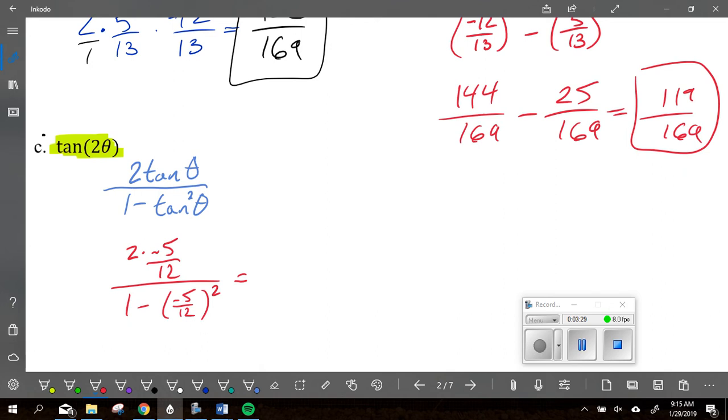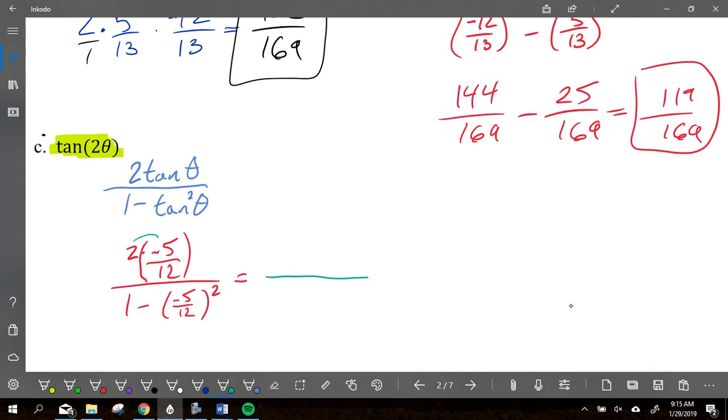On the bottom, this one gets a little bit more fun. 2 tangent of theta over 1 minus tangent squared. I've plugged in some information already. Then it's a matter of doing it. On top, I'm going to multiply the 2 times negative 5, so I get negative 10 over 12. On bottom, I have 1 minus negative 5 squared would be 25, 12 squared would be 144. Just like the other day, we didn't like this when we were doing identities, so I'm going to get common denominators and add those together. So 1 would be the same thing as 144 over 144. So on bottom, I'm getting 119 over 144.